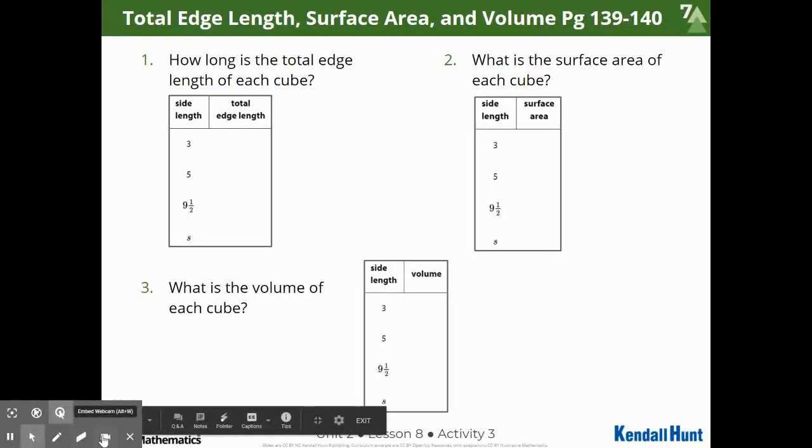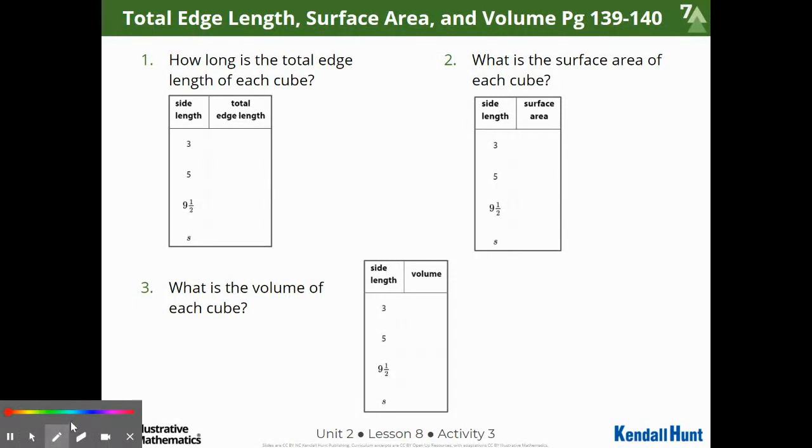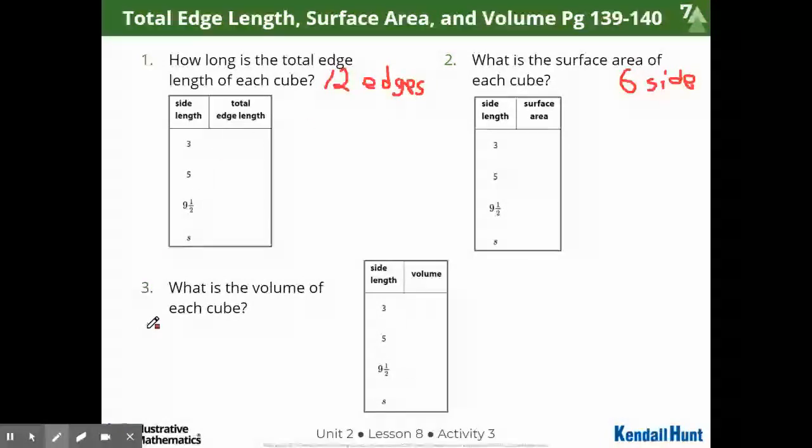I'm going to help you get started on this, but I'm not going to finish them for you. Just to give you a hint, remember, there's 12 total edges and 6 total sides. Go ahead and look in your book, look at those sizes they're talking about. They're listed down here at the side also, and see if you can figure out these tables. Like I said, I'm going to get you started on it.